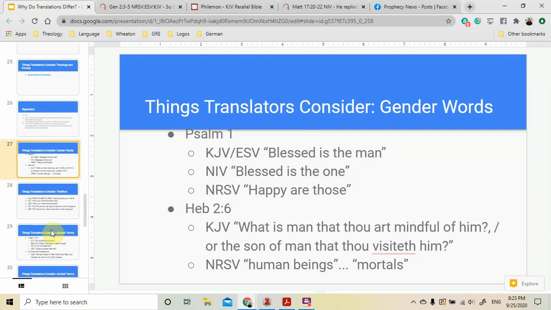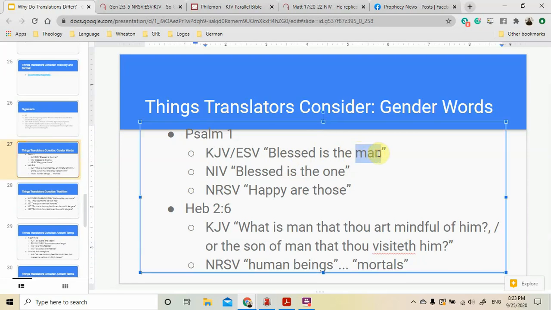Another thing that translations will differ on is their use of gender words. So King James and ESV say, "the man," so they'll use masculine as kind of the default language, and that's kind of following Hebrew and Greek, which do the same thing, where NIV, NRSV, and other ones are going to try to make the language more neutral. So "blessed is the one," and "happy are those," and that's in order to follow idiomatic English a little better.